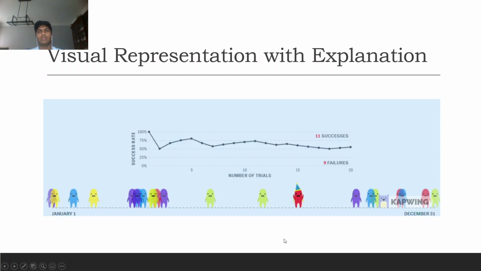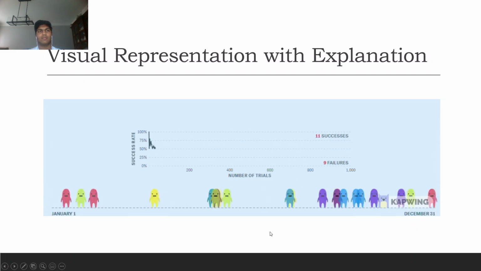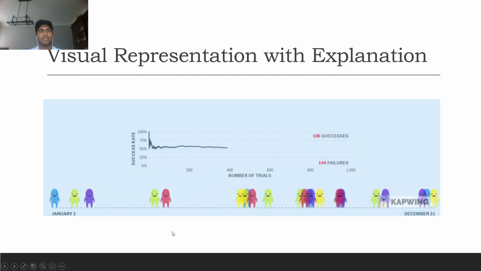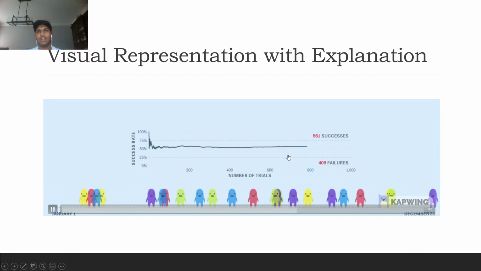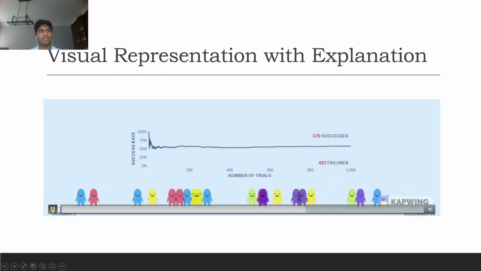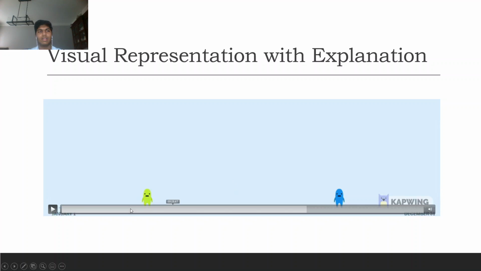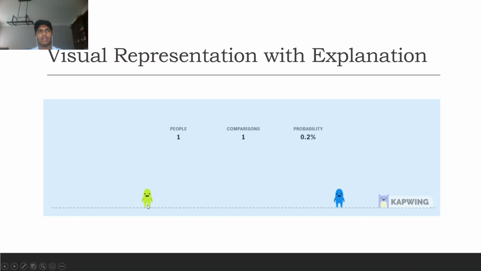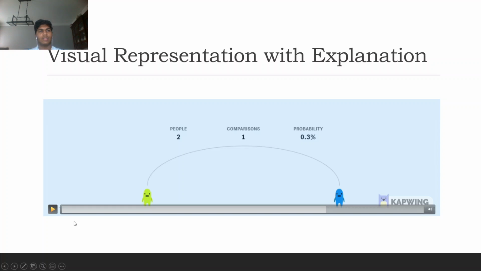So let's run 1,000 trials and see how that plays out. As you can see, in 1,000 trials, the number stays very close to 50, and so do the successes and failures. And then in this trial, we're going to explain the comparisons. If you notice, just between 2 people here, you can see that there's only one comparison made. Therefore, there is a very low probability that these people share the same birthday.